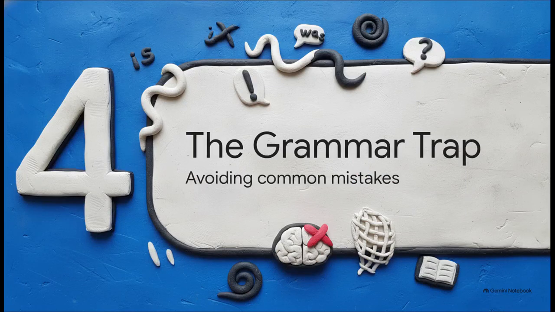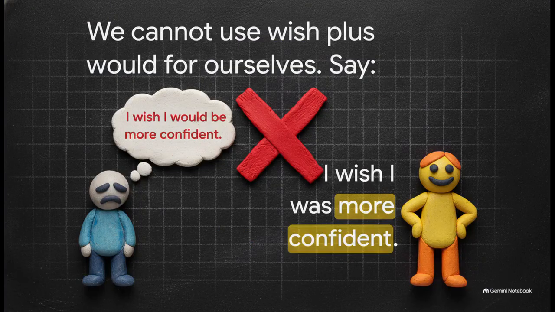Now, before we wrap up, we absolutely have to talk about Section 4, the common grammar trap. I see learners fall into this all the time, and I want to make sure you avoid it completely. Take a look at that crossed-out text. I wish I would be more confident. Yeah, scratch that, it's completely wrong. But why? Because we can never, ever use wish plus would when talking about ourselves. You can't really be annoyed at your own behavior in that specific grammatical way.